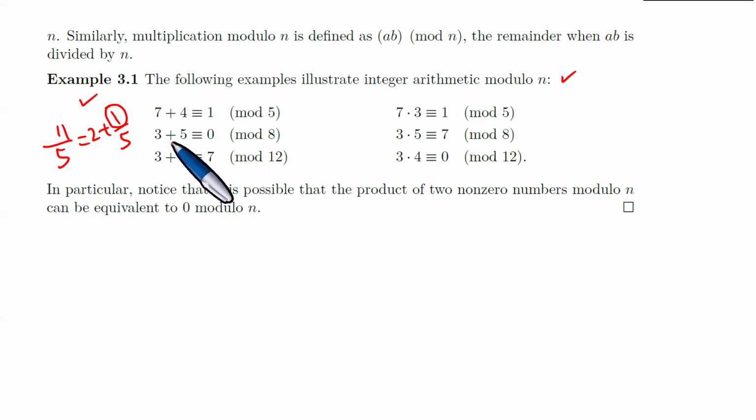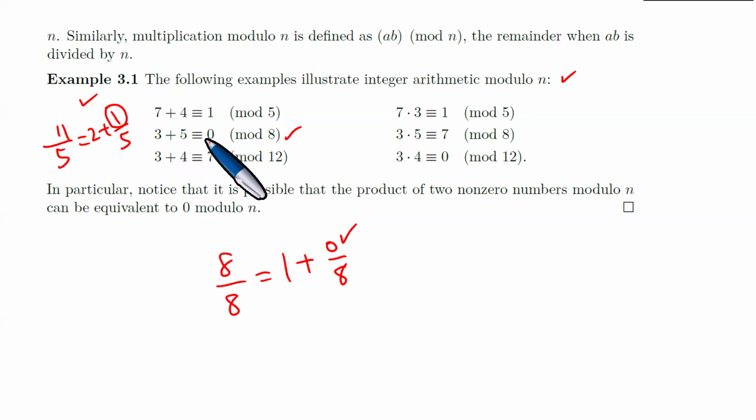What is 3 plus 5? 3 plus 5 is 8. But 8, we know very well that 8 in modulo 8 would be 0. Why? Because you divide 8 by itself in modulo 8 and the quotient is 1, the remainder is 0 out of 8, and therefore 8 becomes equivalent to 0 modulo 8.